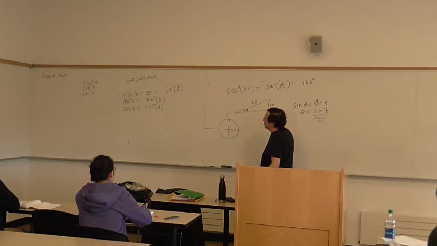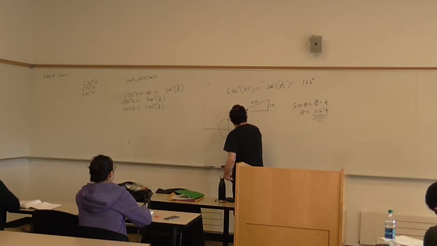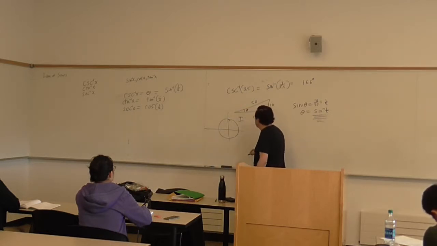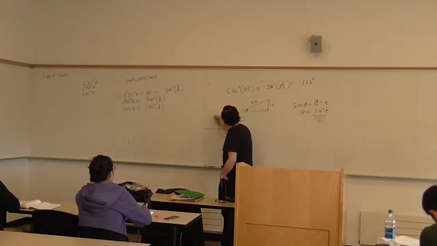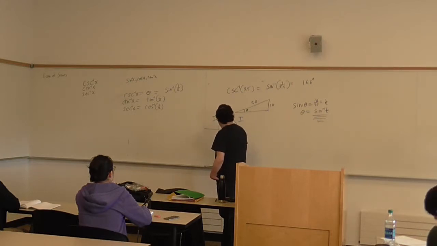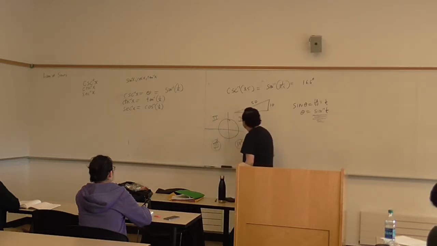Well, that's really the same as saying, where can the sine be positive? It could be positive in the first quadrant, right? Positive in the second quadrant, but not in the third, or the fourth, because there it would be negative.